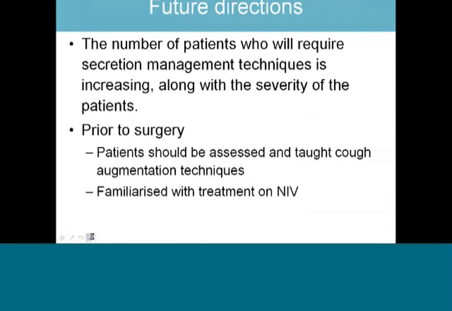So what I've been through is that the number of patients that I am seeing that require secretion management techniques is increasing because I'm being much more proactive about it. I'm assessing all patients to look at their cough strength and making a plan about what cough augmentation techniques will work for that individual if they become unwell. I'm also introducing them to secretion management techniques should they become unwell, so that they are familiar with these techniques.